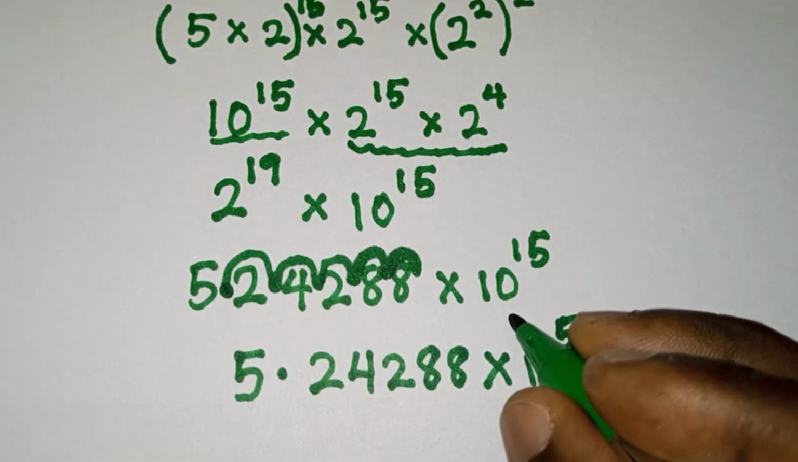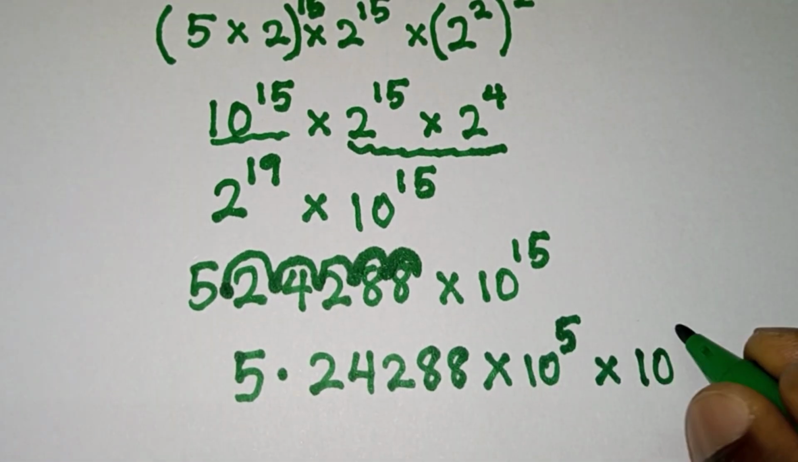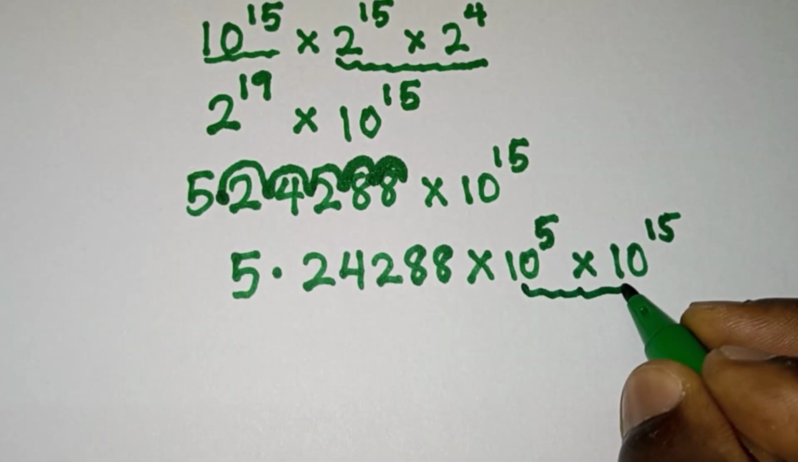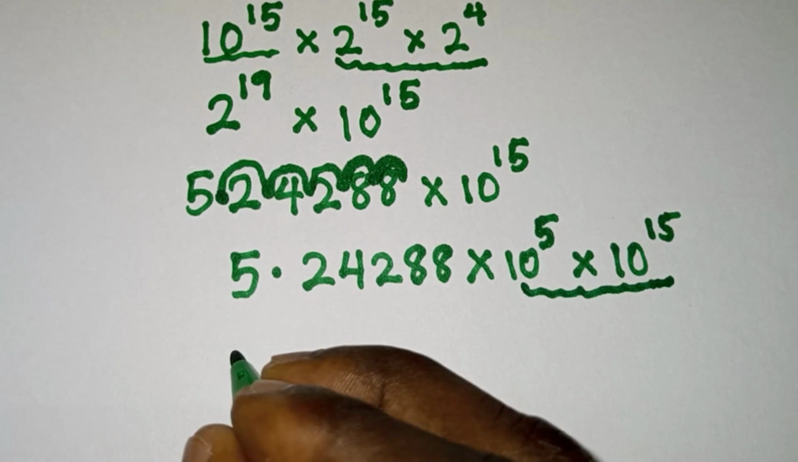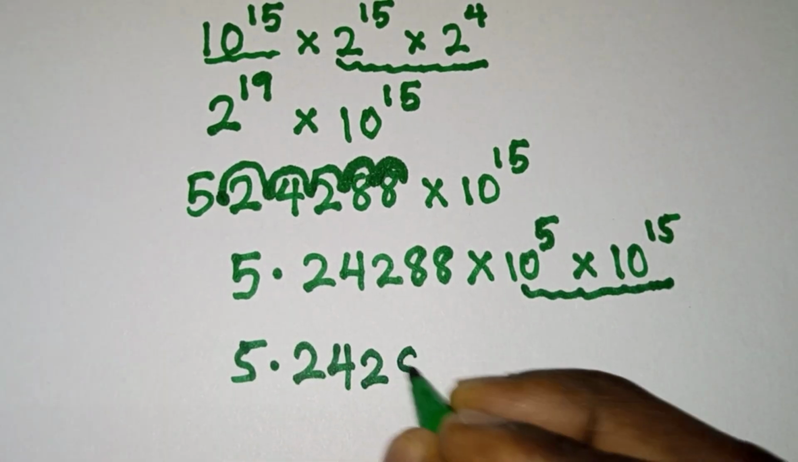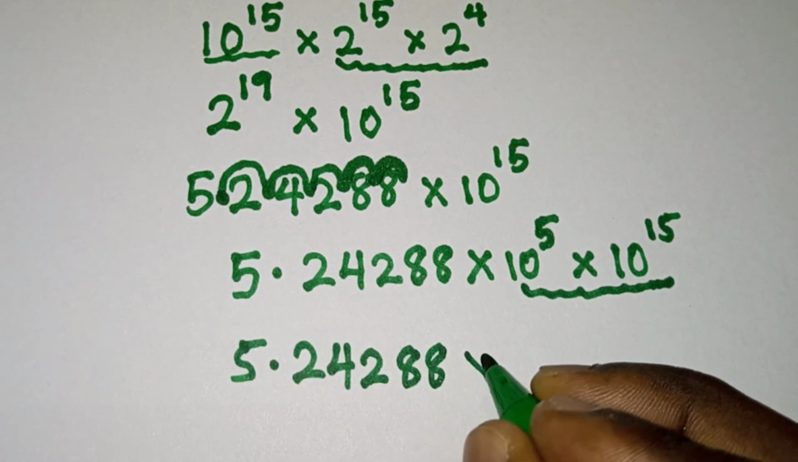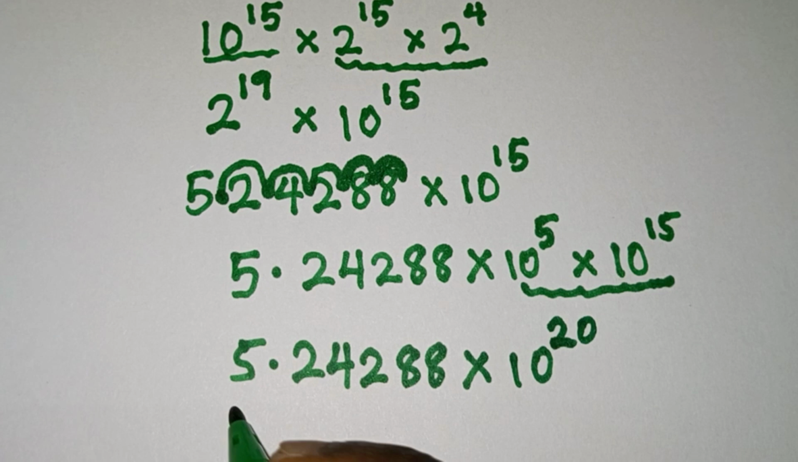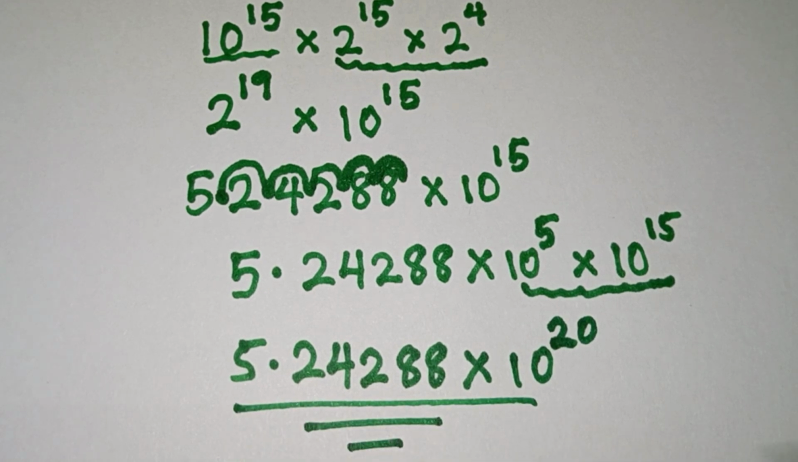Then times what we have here, 10 to the power 15. We have the same basis, so we can add their powers. So we're going to have 5.24288 times 10 to the power 20 as our final answer.